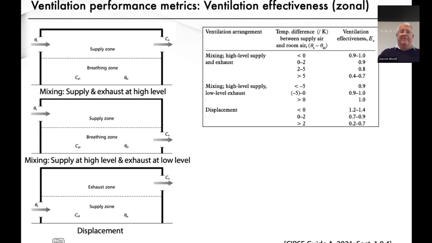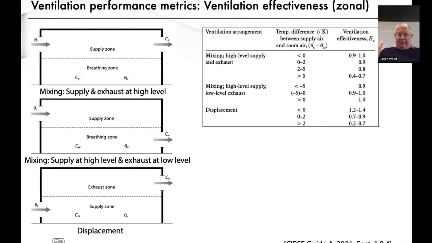There are a whole host of ventilation performance metrics out there. You may have heard of ventilation effectiveness. This is a zonal version of it, where you've got a breathing zone and a supply zone. And depending on how, for those 3 systems that you've got there, the air is coming in and going out and what temperature differences are, you could pull out of a table what the ventilation effectiveness is. And it's showing here displacement can be above 1.